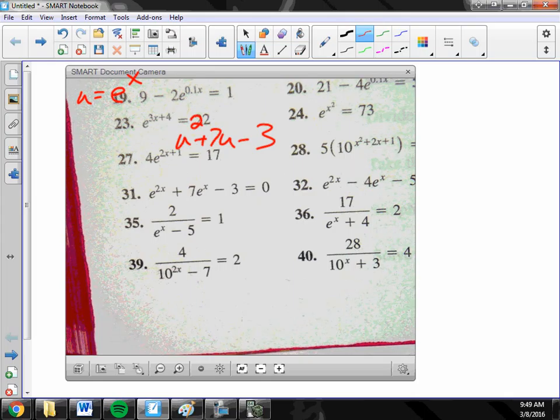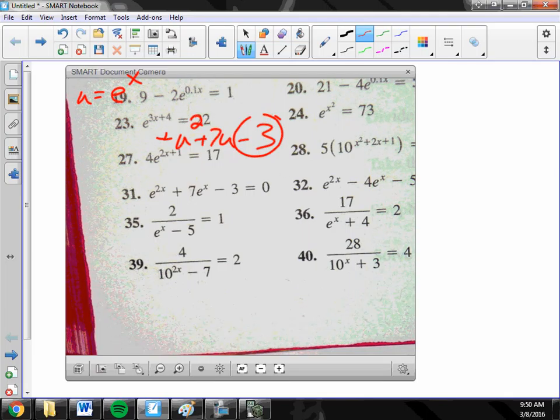Does this have real roots? Do I even want to bother? How do I know it has real roots? Well, it's a positive quadratic, and it has a y-intercept of negative 3. So it hits the y-axis at negative 3, and it opens up, so it has to hit somewhere. We just don't know where yet.